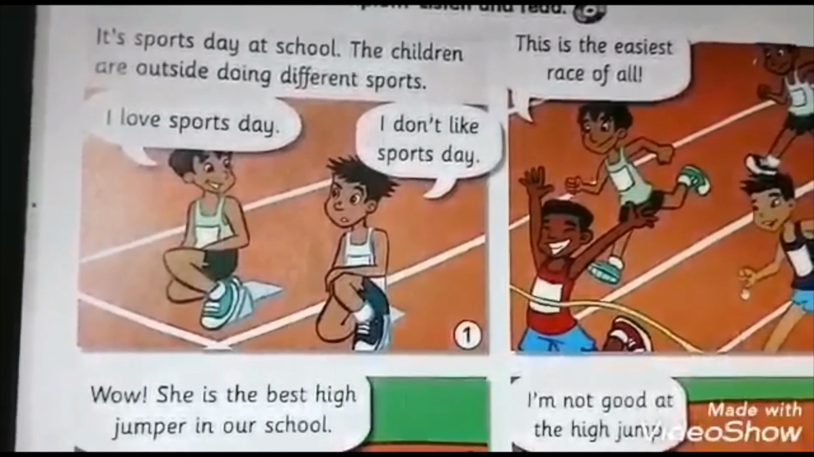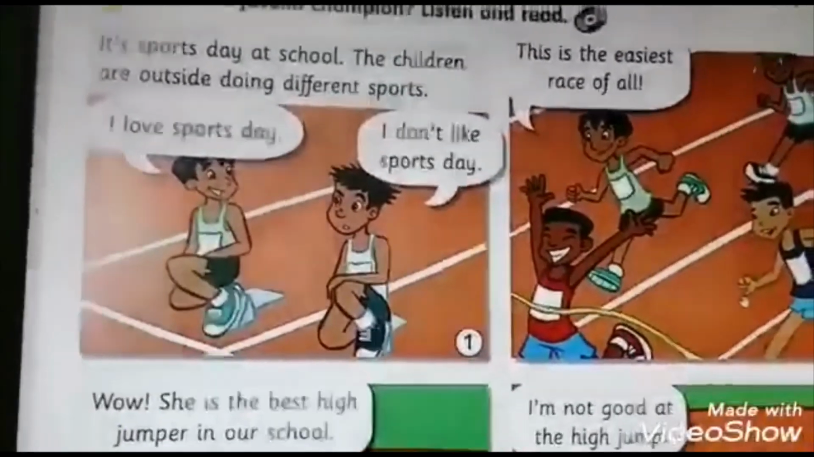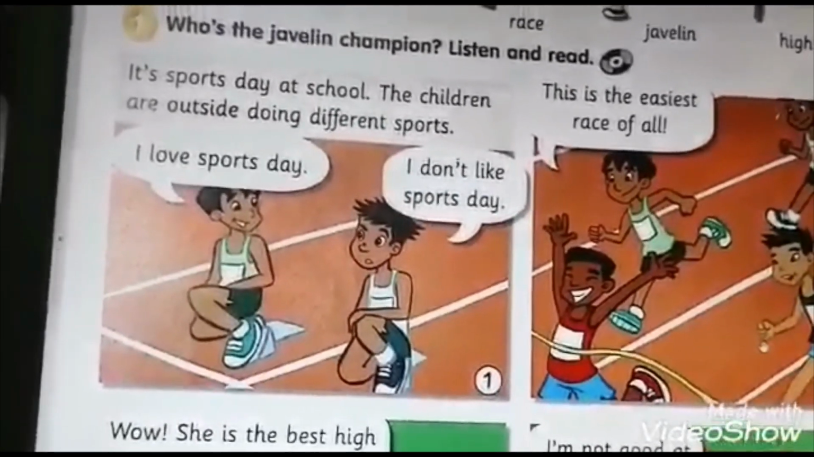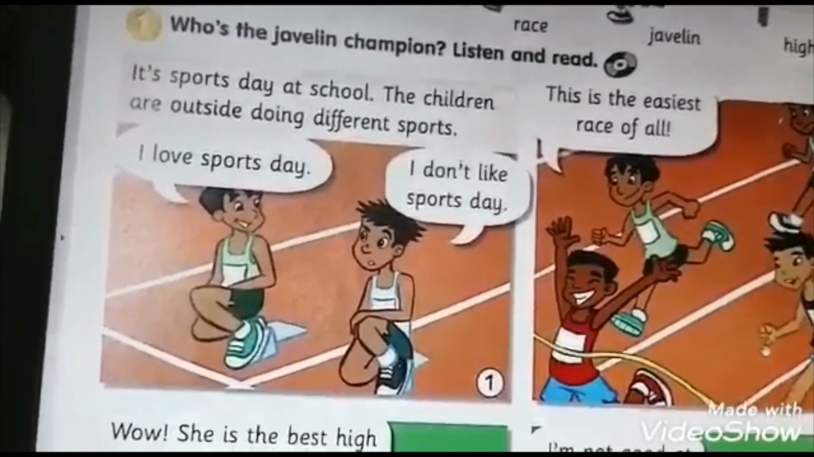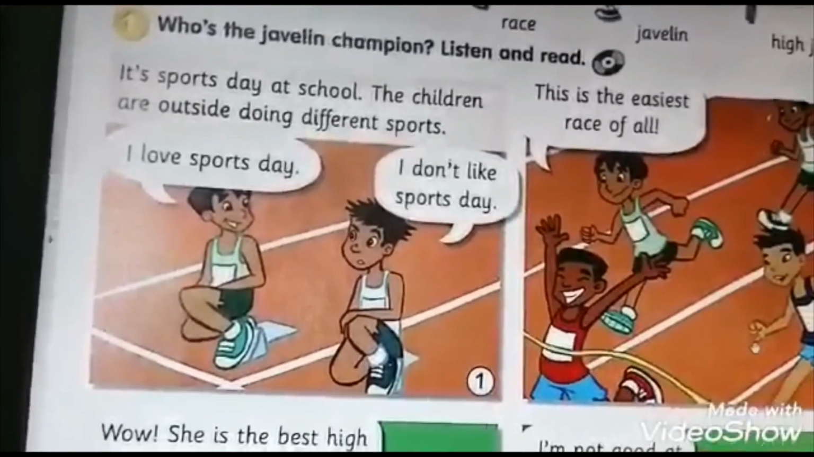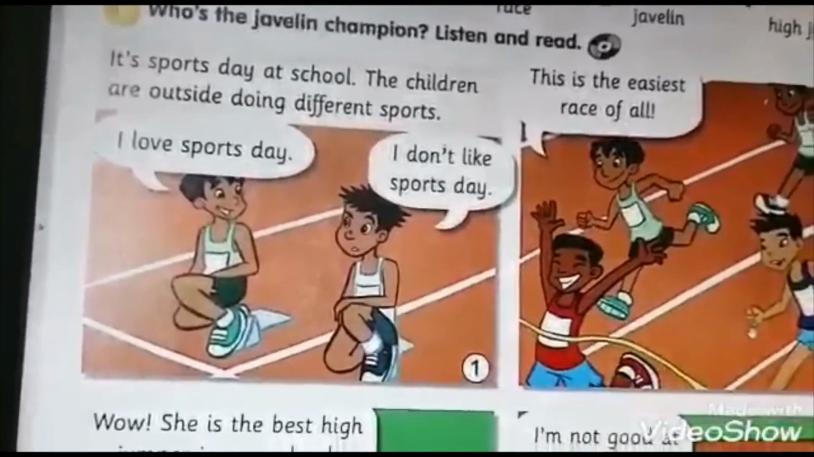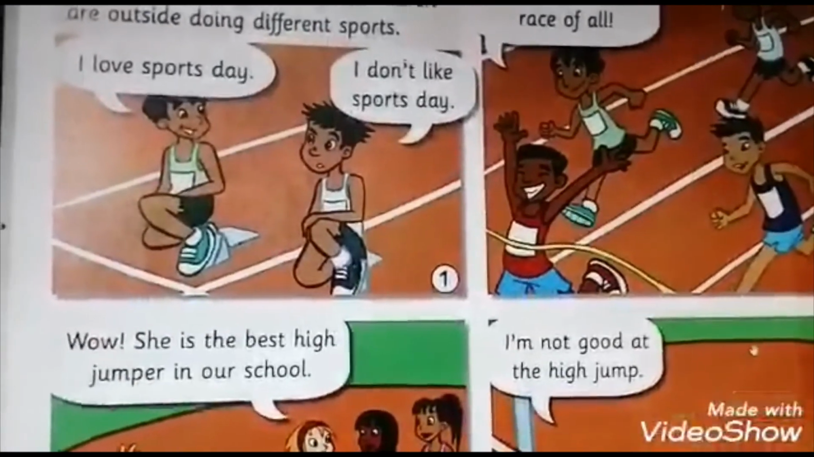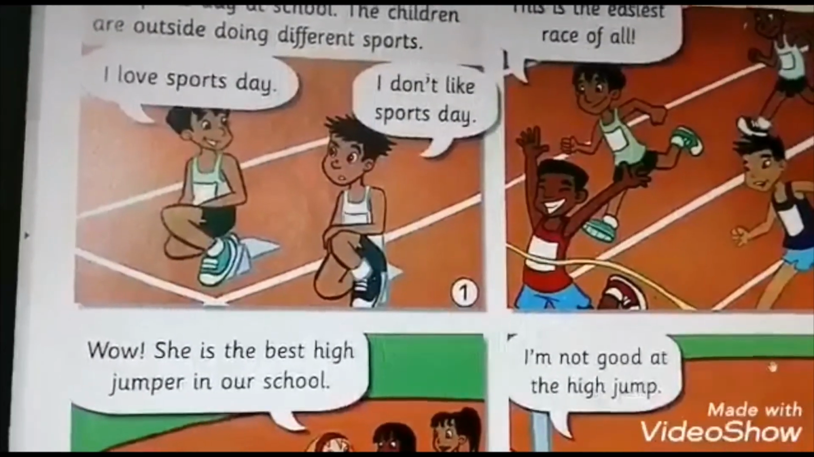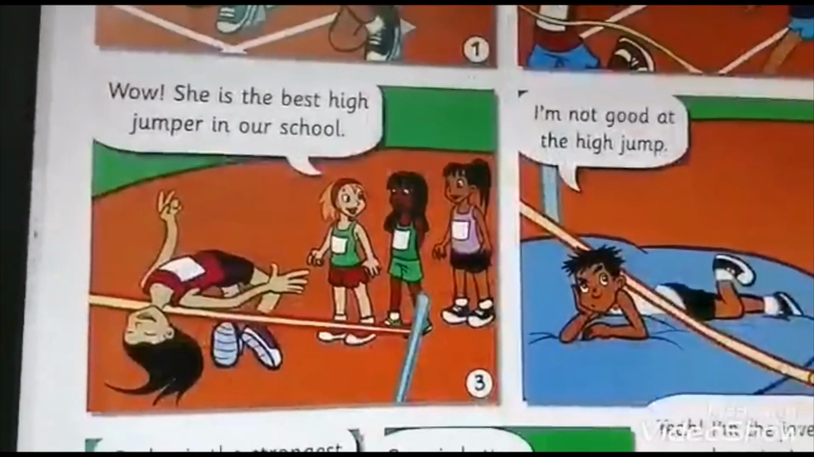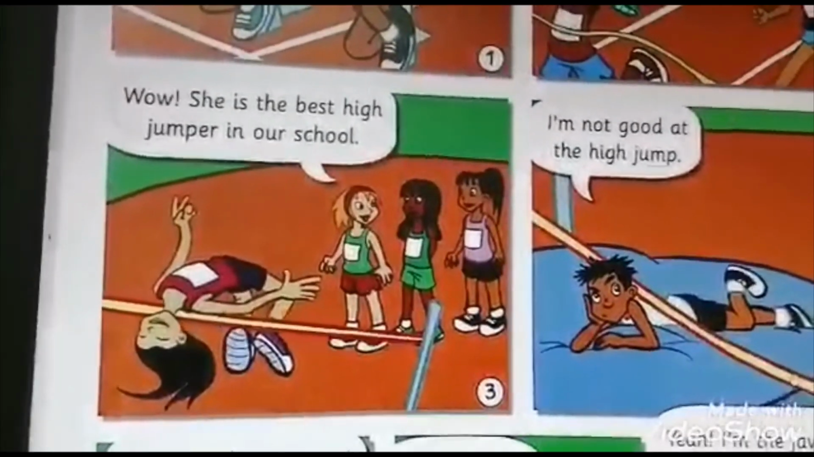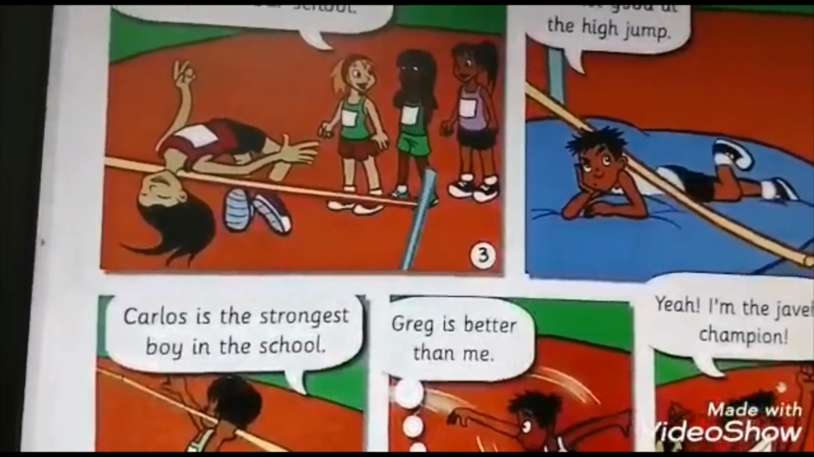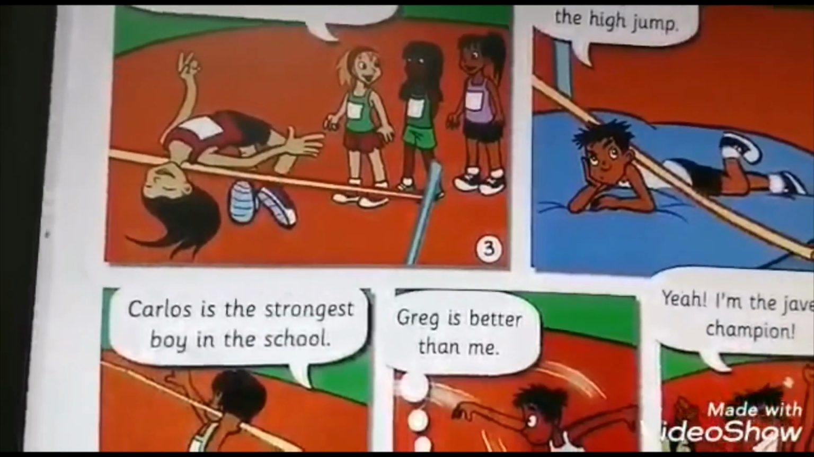Now look at activity 1. Look at the presentation. As you can see, it's a sports day and children are doing different sports at school. What sports are the children doing? In picture number 1, they are running. They are running in a race. Next one, a high jump. And another one is throwing the javelin.